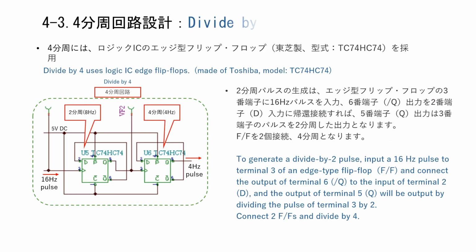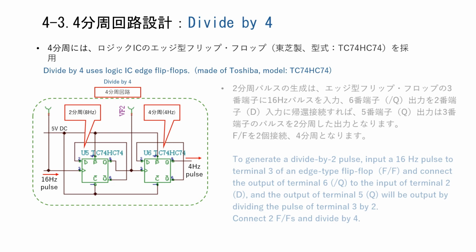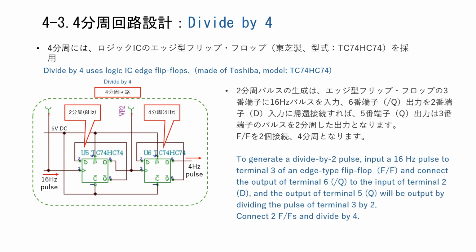4-3, divide by 4 circuit design. The divide by 4 uses logic IC edge flip-flops made by Toshiba, model TC74HC74. To generate a divide by 2 pulse, input a 16 Hz pulse to terminal 3 of an edge-type flip-flop and connect the output of terminal 6, bar Q, to the input of terminal 2, D, and the output of terminal 5, Q, will be output by dividing the pulse of terminal 3 by 2. Connect 2 flip-flops and divide by 4.